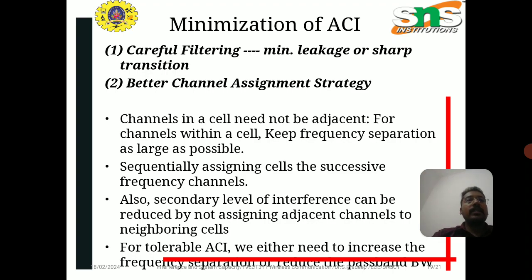Minimization of ACI, adjacent channel interference. Careful filtering is needed and a better channel assignment strategy must be followed. Channels in a cell need not be adjacent. For channels within a cell, keep frequency separation as large as possible. Avoid sequentially assigning cells the successive frequency channels. Also, the secondary level of interference can be reduced by not assigning adjacent channels to neighboring cells. For tolerable adjacent channel interference, we either need to increase the frequency separation or reduce the passband bandwidth.